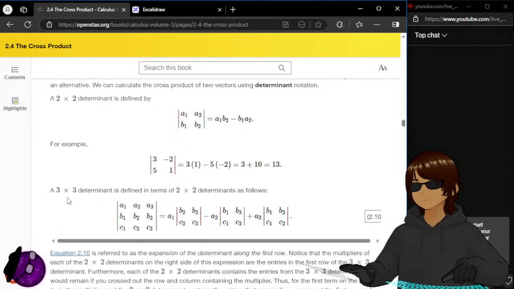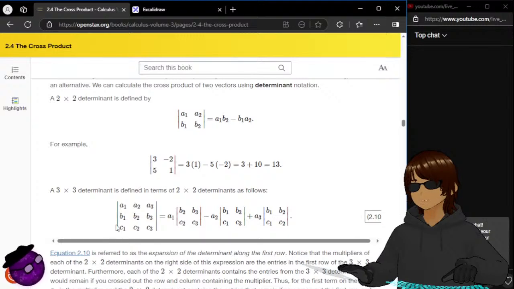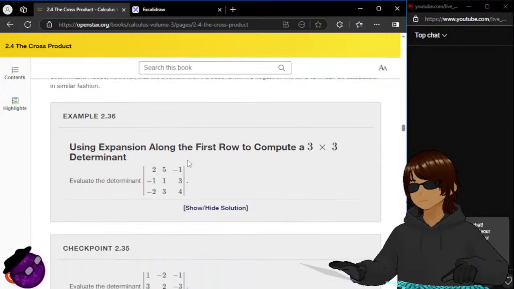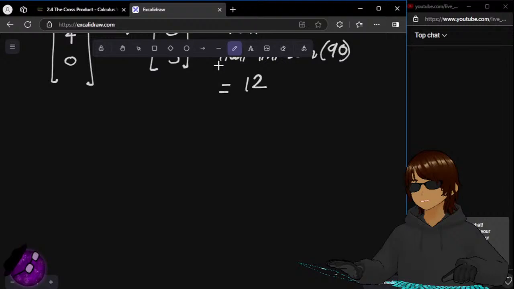A 3 by 3 determinant is defined in terms of 2 by 2 determinants as follows. So A1 times the determinant of this, minus A2 times the determinant of this, and then plus A3 times the determinant of the first box. So example 2.36.